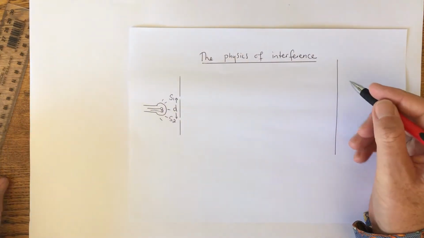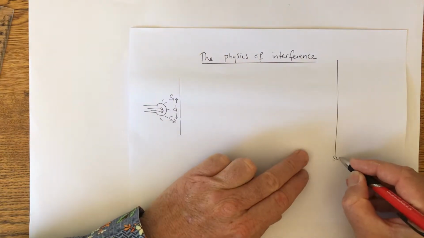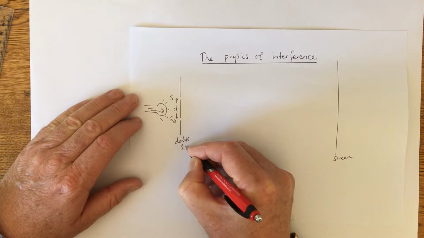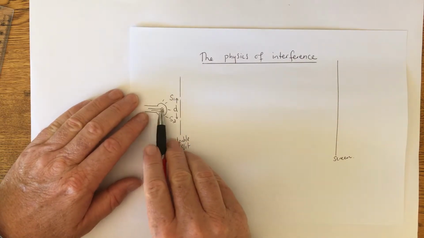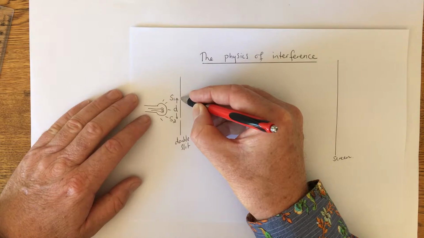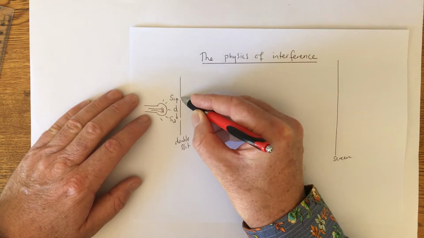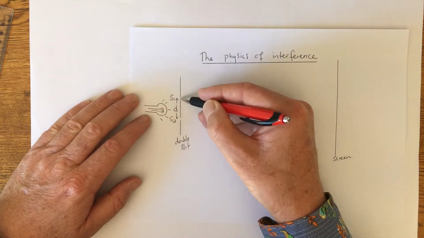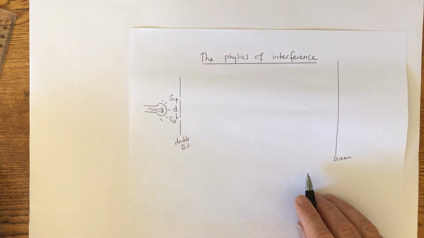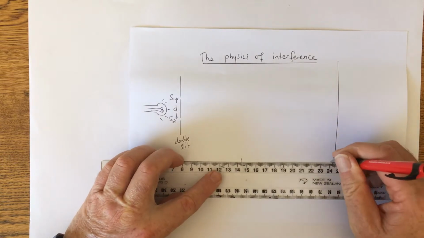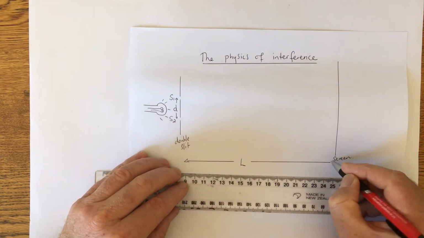So, just having a quick look at the mathematics of the physics of interference. This is the screen. This is the double slit. You can see I've got a bulb here which is emitting monochromatic light, and we've got a source of light coming out of this slit, and a source of light we call S2 coming out of there, and the distance between those two slits is d, and L, big L, is the length between the double slit and the screen.